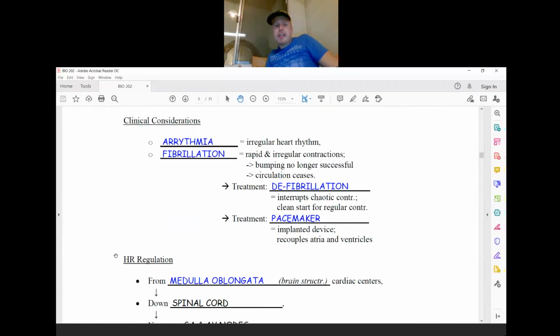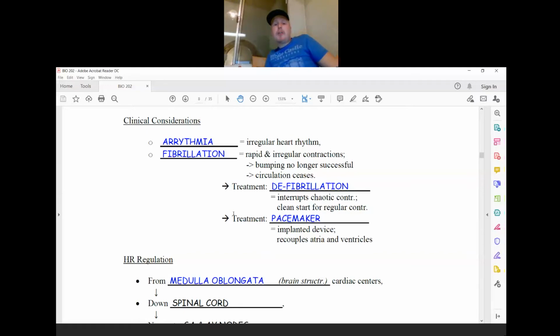Some clinical considerations that relate to that. If we have irregular heart rhythm, we talk about arrhythmia. Sometimes this irregular heart rhythm can be all out of whack. So there's totally rapid, fast contractions that make no sense whatsoever. Pumping of the blood is no longer successful. Circulation is not working. So the heart just goes and contracts like crazy. It doesn't help the flow of the blood since it's not synchronized. In this case, we talk about heart going into fibrillation, myocardial fibrillation.